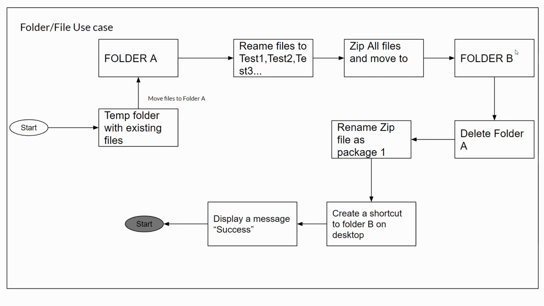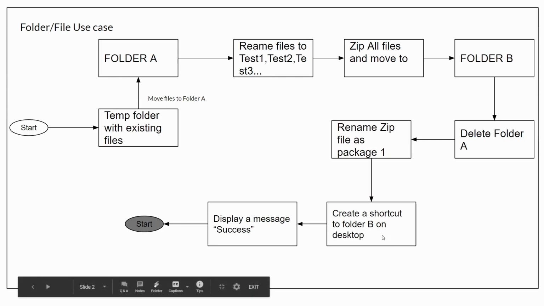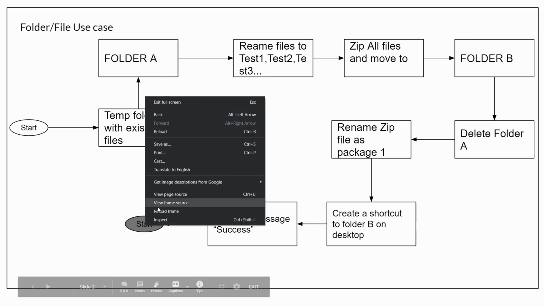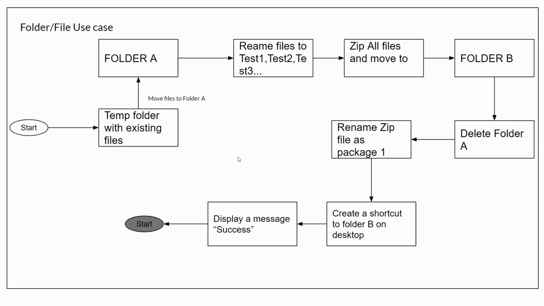After moving to folder B, I'll delete folder A and then rename these zip files to package1, and create a shortcut on my desktop for folder B. Then I display a message to the user saying file transfer success, and then the process ends. So how do we perform this particular job? Let's try to do this using AutomationAnywhere.